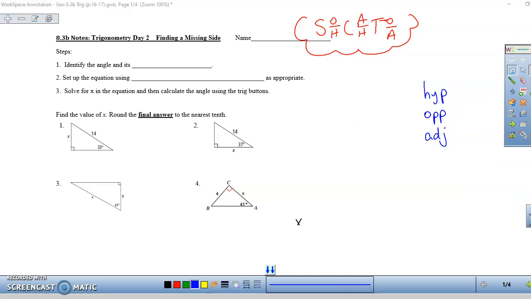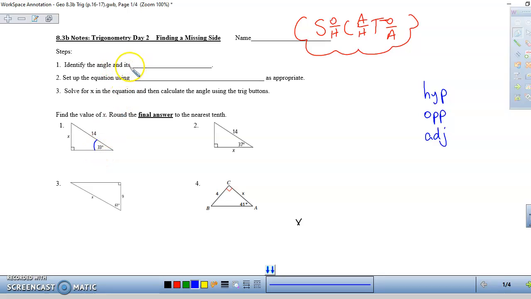You should always write SOHCAHTOA at the top of your page, so do that at the top. So what are the steps for solving for a missing side in a triangle? Notice on all of these triangles, you're missing one of the sides. What you're going to do is identify the angle, and you do that just by marking the angle. Like on number 1, I would identify the angle, 33.